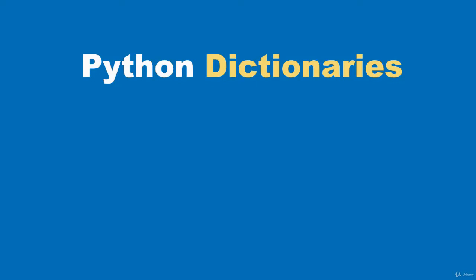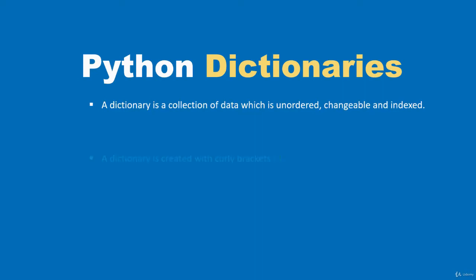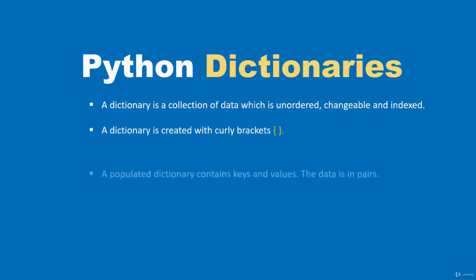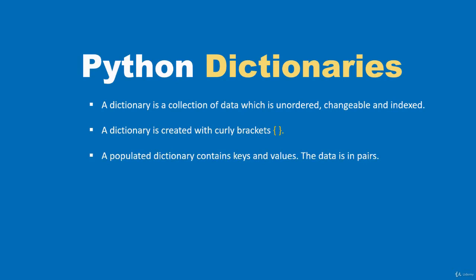A Python dictionary is a collection which is unordered, which can be changed, and which is also indexed. A Python dictionary is created by using curly brackets. Also, a populated Python dictionary will have keys and corresponding values. So the data inside a populated dictionary is paired, in the sense that they have keys and the keys have corresponding values.